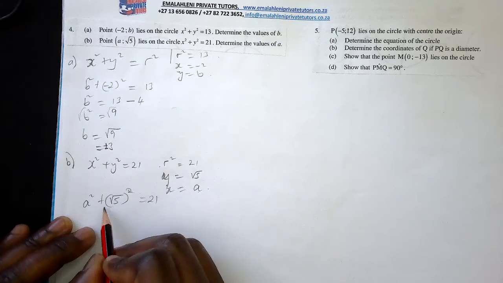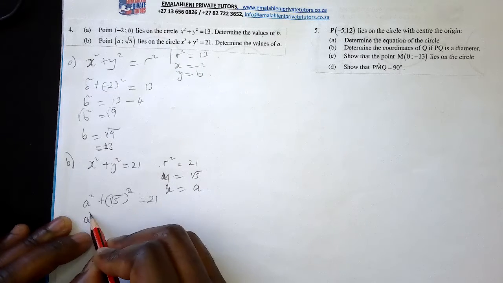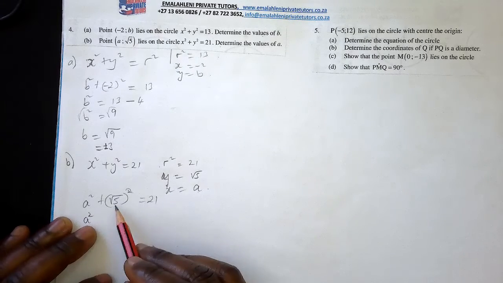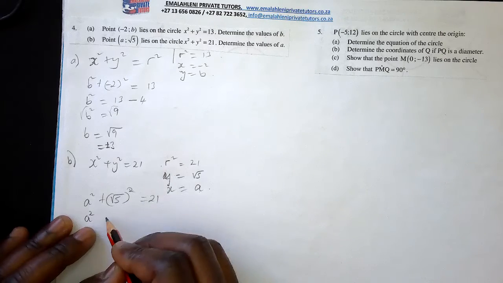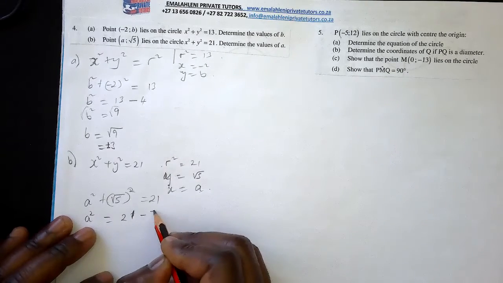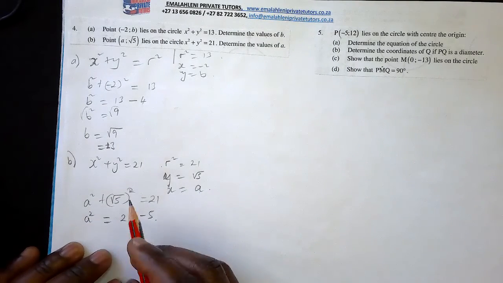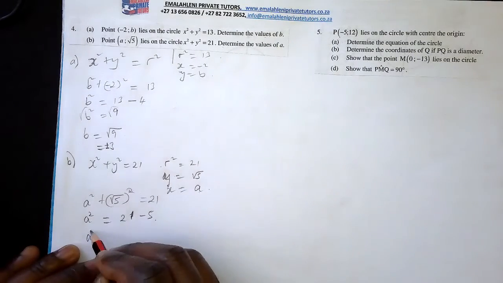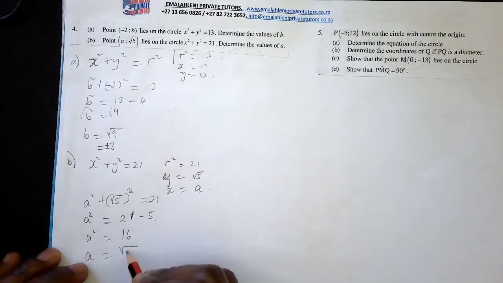Now, what is this that we're going to get here? We're going to get a squared. Now, 21, root of 5 squared is going to give us 5. Is this going to be 21 minus 5? Now, what is 21 minus 5? I think you get 16 there. Now, a squared is going to be equal to 16. a is going to be equal to root of 16.